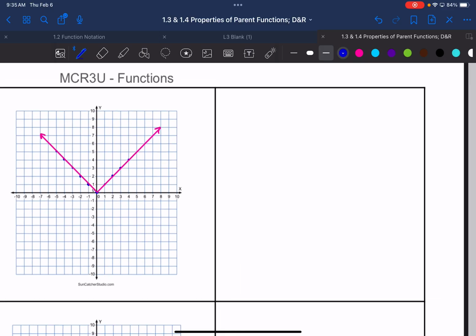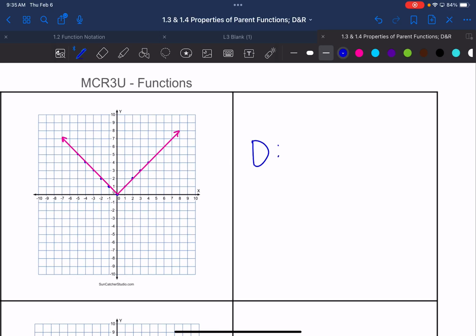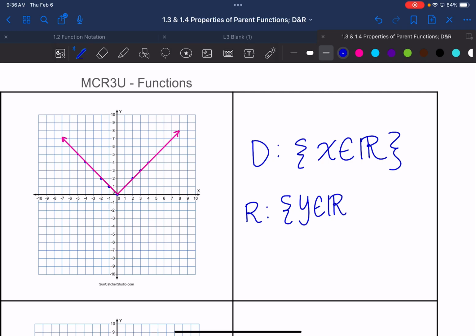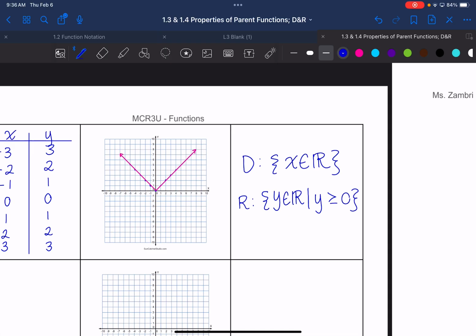Okay, what about domain and range? How would I describe that? Domain, do I have any restrictions? No, it's going to keep extending on and on forever, so x ∈ ℝ. Range though, do I have restrictions? Yeah. What's my restriction? 0. I have to be greater than or less than? Greater than. Right, same thing as the parabola. I have to be greater than or equal to 0. I can touch 0 and I have to be everything above it.